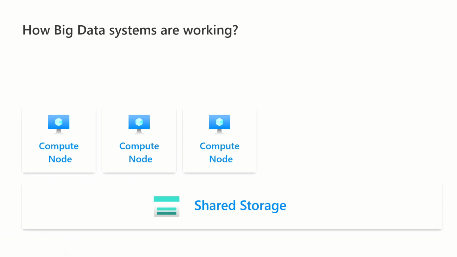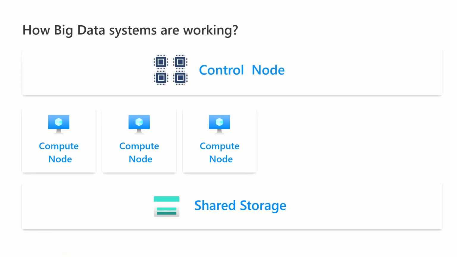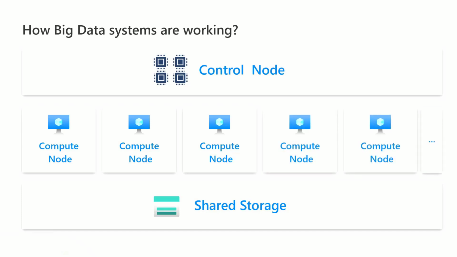For ensuring coordination between these nodes, we need a control node. When you connect your analytical tool to your big data cluster, you're usually opening a connection to this control node. This node will parse your query, distribute the work among the compute nodes, and aggregate the results before sending them back to you.